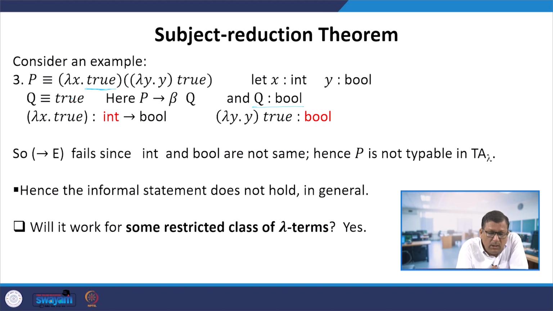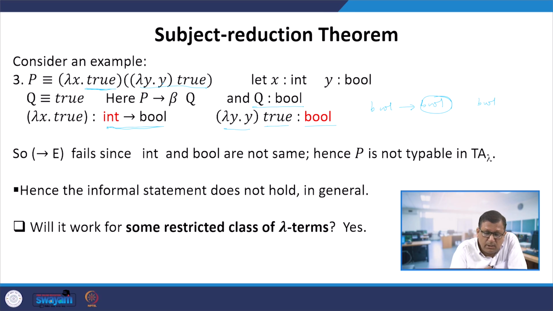Now the type of P: this part is int arrow bool, and this part is lambda y dot y true. That means this is bool arrow bool, and true. From bool arrow bool and bool we are going to get bool. Why? This is bool arrow bool and this is bool, by arrow e. So we are going to get bool. So this is the type of this part.